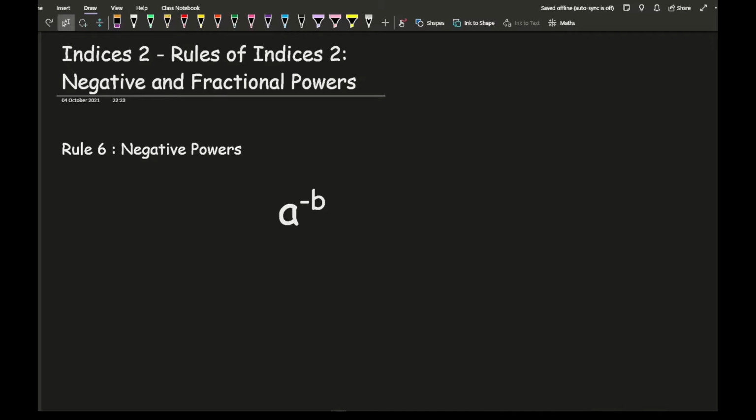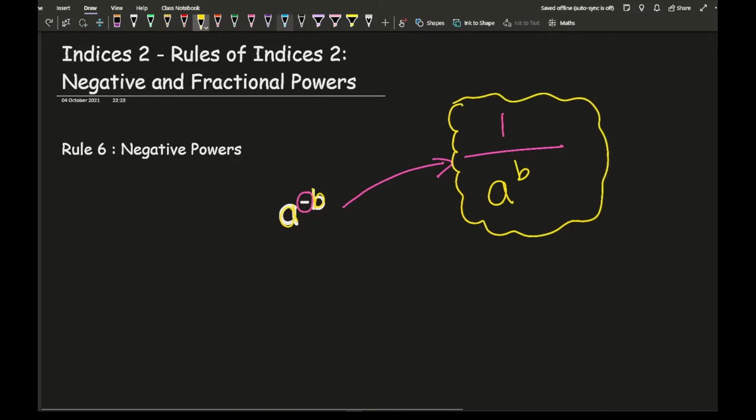So anything with a negative power basically means the reciprocal of that base and the power. So the minus just simply means 1 over. And then all I need to do is take the base number and raise it to the power, so this is going to be a to the power of b, and that there is your final answer. Now what you then might want to do is simplify this if it's a number or if it's something that can be simplified.